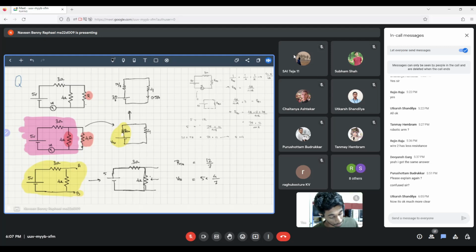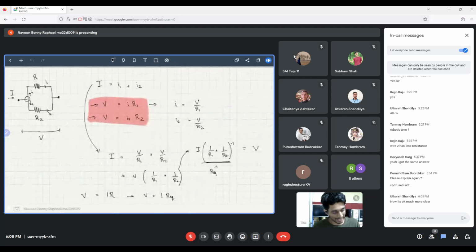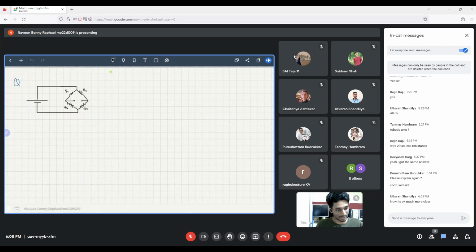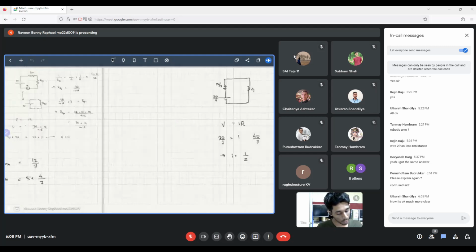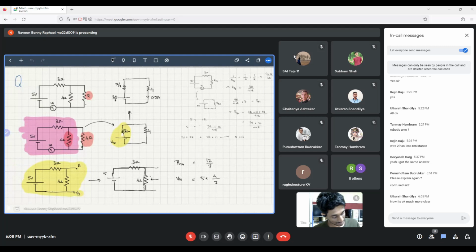Now, another concept which you've probably seen before is the Wheatstone bridge, and I thought it would be very interesting for us to study the Wheatstone bridge from the Thevenin approach. I'll quickly talk about the Norton approach also. Personally, I prefer Thevenin, but Norton is not that different.